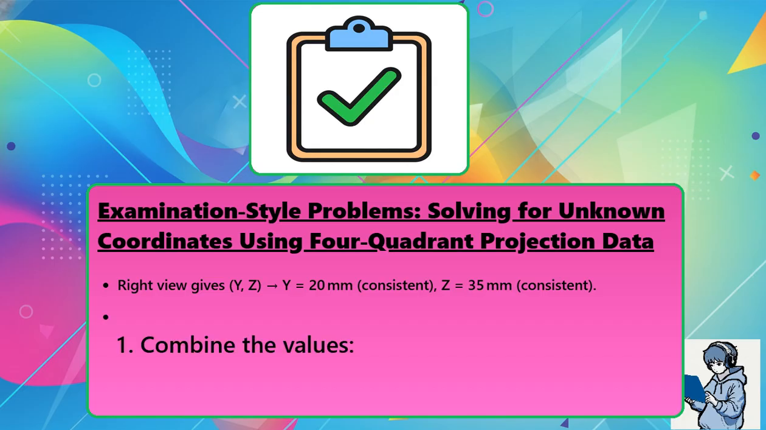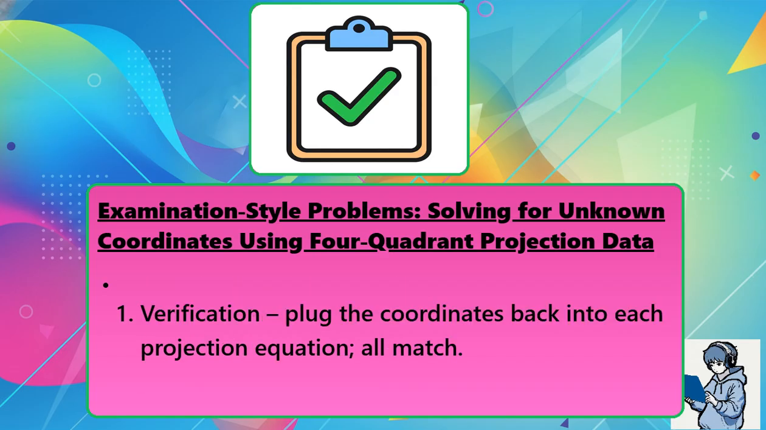Step 2. Combine the values. x, y, z equals 45 mm, 20 mm, 35 mm. Step 3. Verification. Plug the coordinates back into each projection equation, all match.